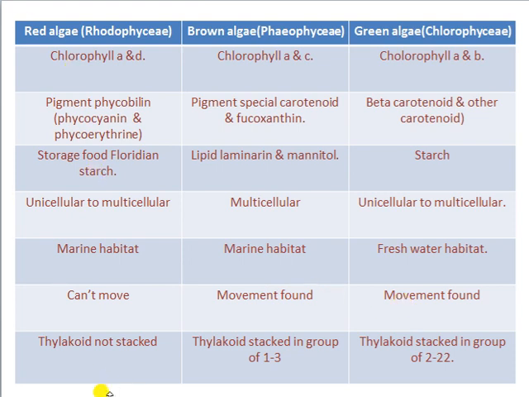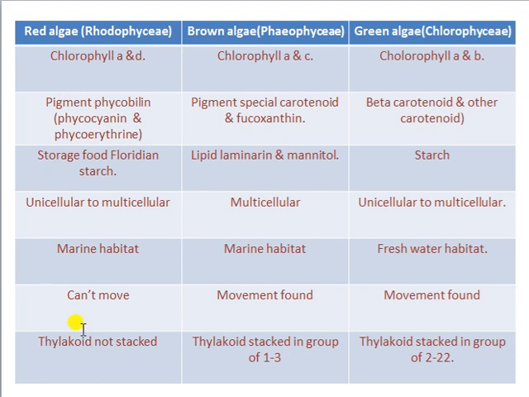Next, in red algae, the thylakoid is not in a stacked condition. In brown algae, the thylakoid is present in the stacked condition in groups of 1 to 3. In case of green algae, the thylakoid is stacked in groups of 2 to 22. So this is overall the thylakoid stacking present within red algae, brown algae and green algae. This is the comparative study between red algae, brown algae and green algae.